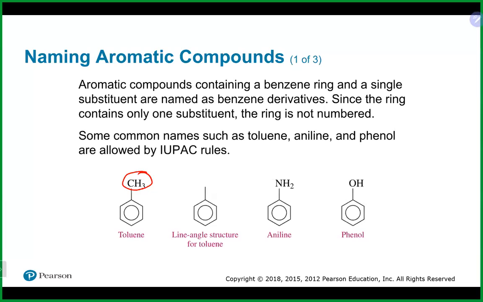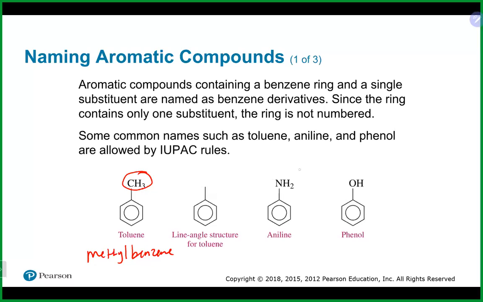If you have just one group attached to a benzene ring, you just name the group and you put benzene at the end of it. So another name for that guy is methyl benzene: toluene, and methyl, because that's the group attached, and benzene. So if you have just one group attached to the benzene ring and it's maybe not a historical name, or even if it is, you can just name the group and put benzene at the end of it.